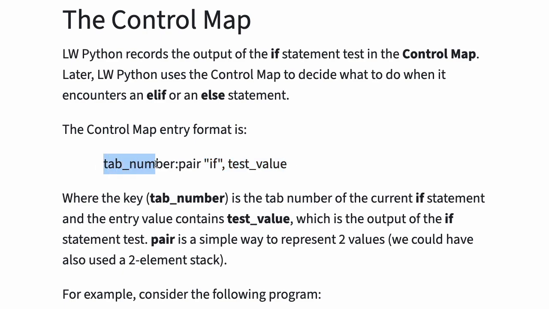The key tab number is the tab number of the current if statement, and the entry value contains test value, which is the output of the if statement test. Pair is a simple way to represent two values. We could have also used a two-element stack.